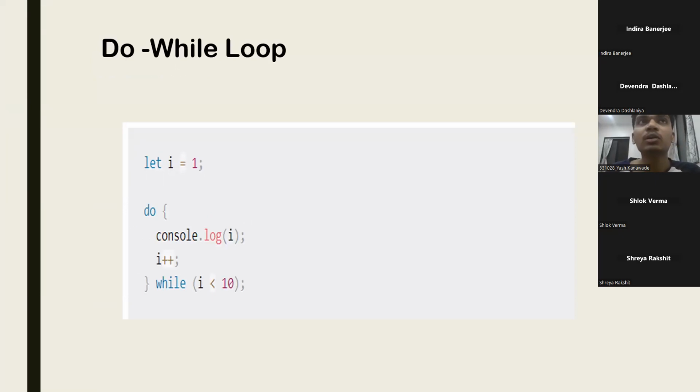It is similar to the while loop, but the only difference between while and do while is that before checking the initial condition, whatever is inside the do while loop gets executed first, whether the condition is true or false. Here we can see the syntax, and it will print from 1 to 9 on the condition that i is less than 10.